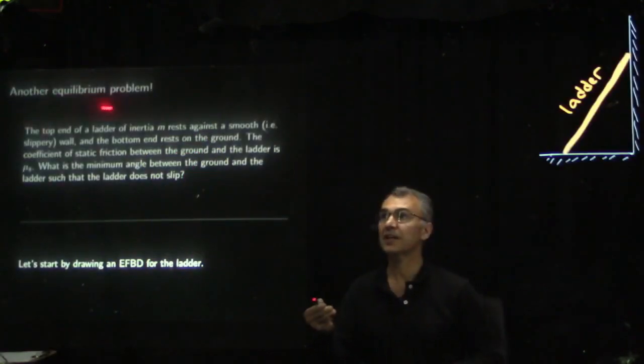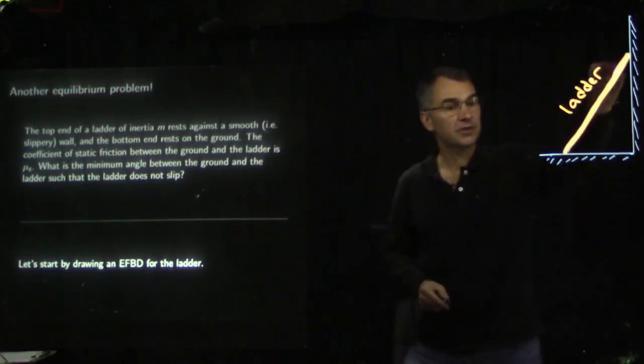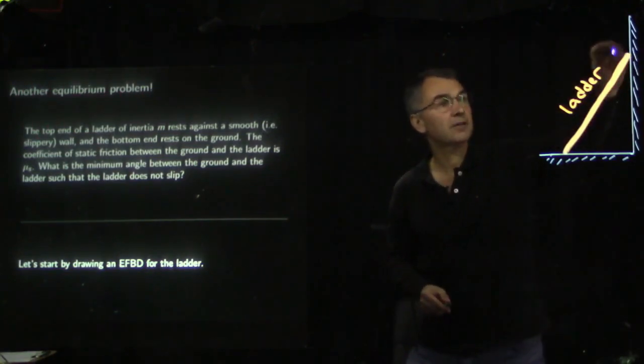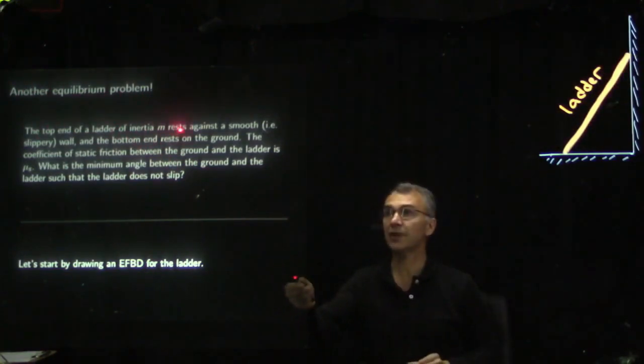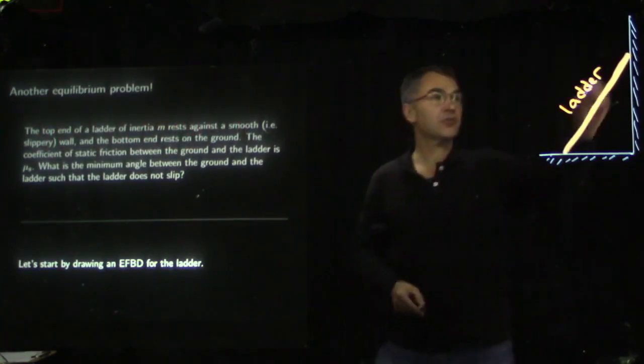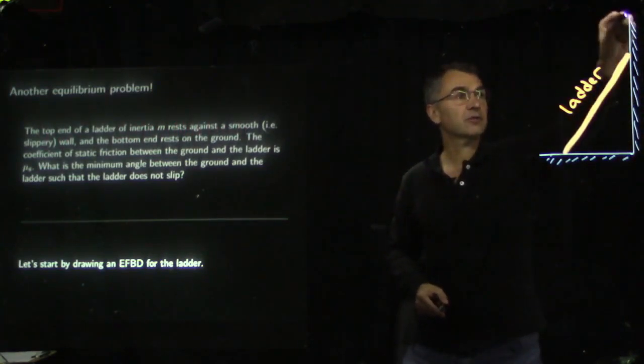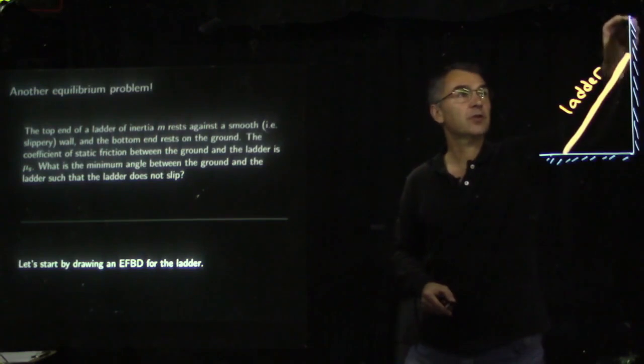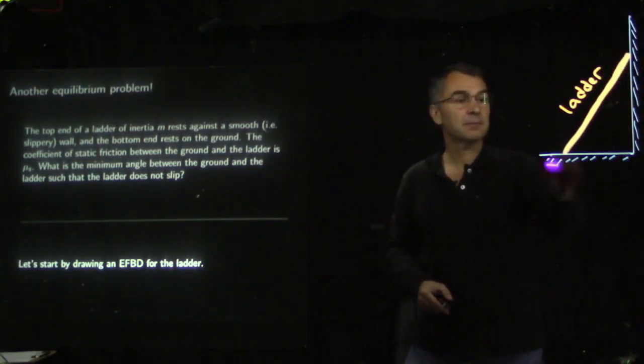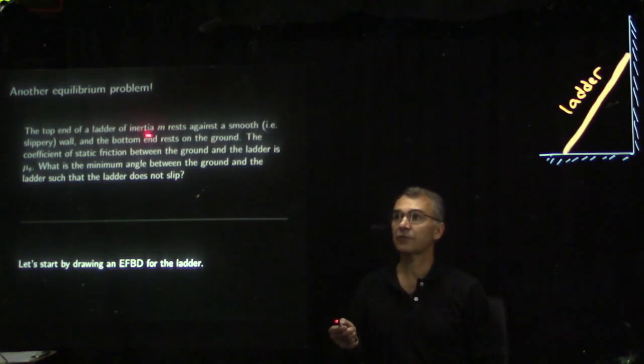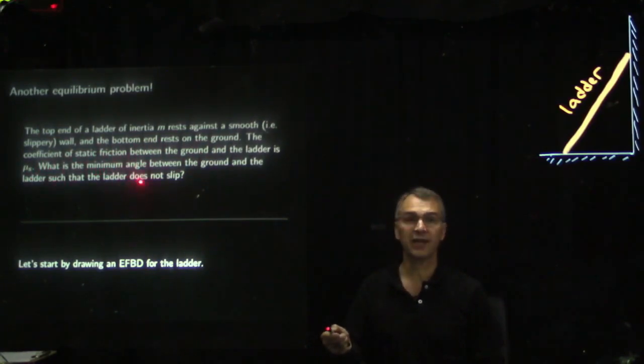Here is a classic equilibrium problem. Here in orange is our ladder. The top end of a ladder of mass m rests against a smooth wall. What does smooth mean? Smooth is sort of a code word here for slippery, meaning no friction. So there's no friction between the wall and the ladder, but there will indeed be friction between the floor and the ladder. The top end of a ladder of mass m rests against a smooth wall, and the bottom end rests on the ground. The coefficient of static friction between the ground and the ladder is mu static. What is the minimum angle between the ground and the ladder such that the ladder does not slip?